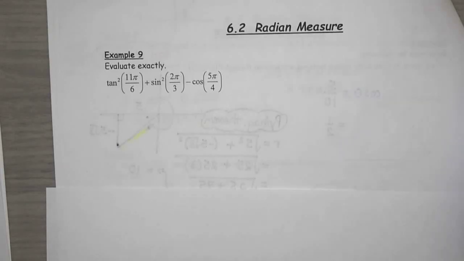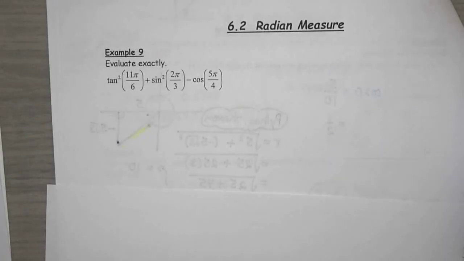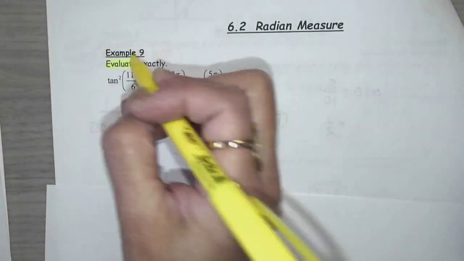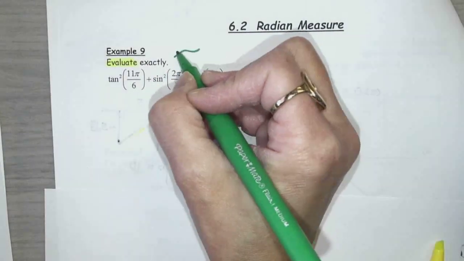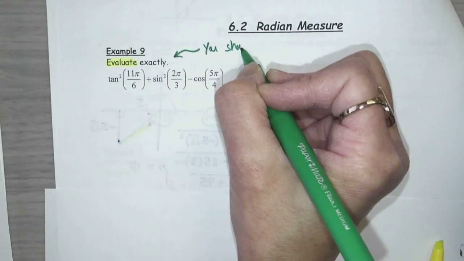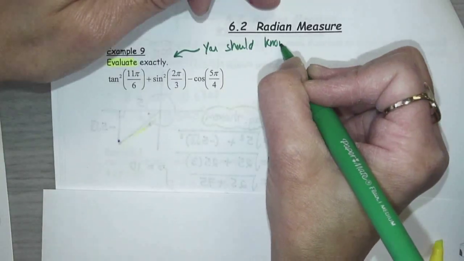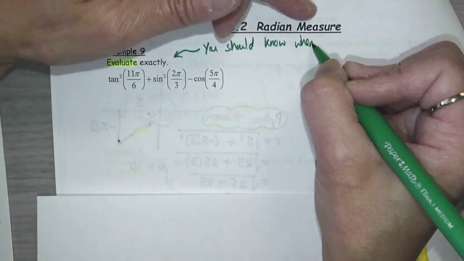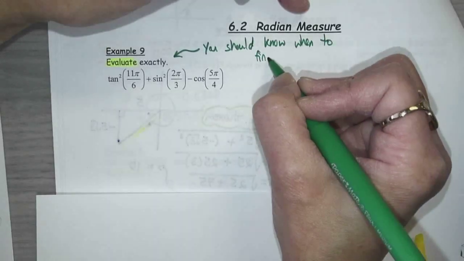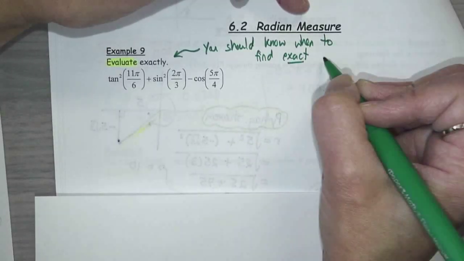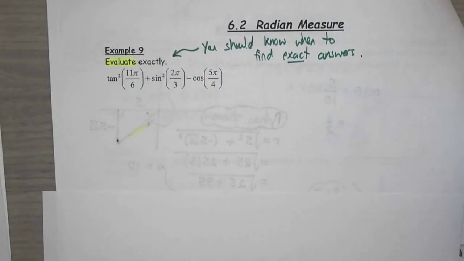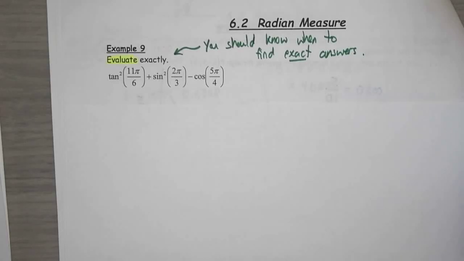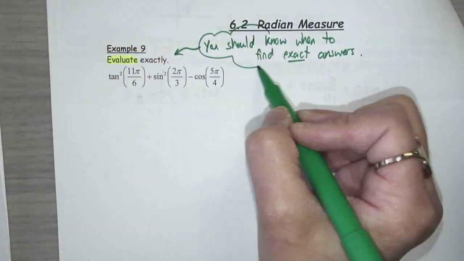So this part here, example 9, we're talking about evaluating exactly. Now, even if I don't use the word exactly, even if I said evaluate, you should know when to find exact answers. When do you find the exact answers? I'm going to go over that with you right now. So you should know when to find exact answers.